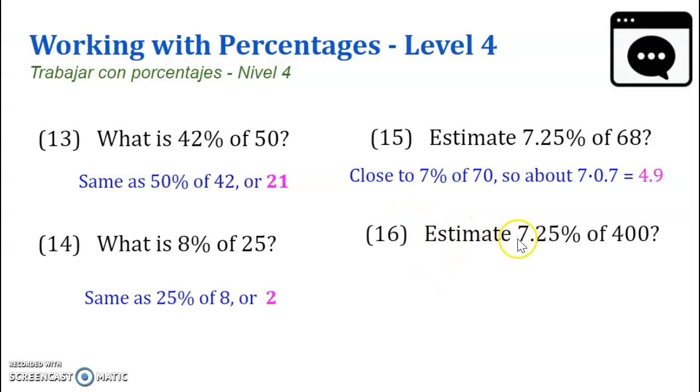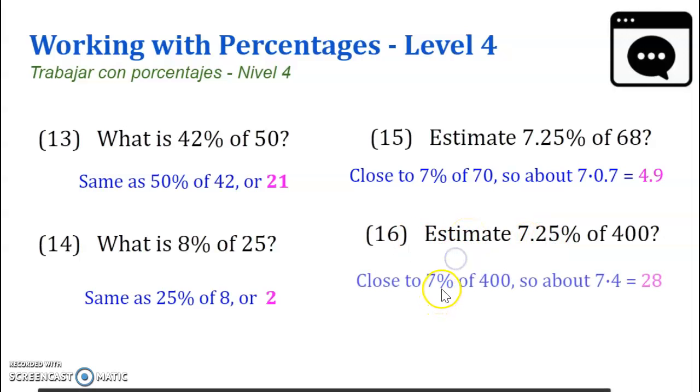What about estimating 7.25% of 400? Again, because we're talking about estimating, not exact, I can think of 7.25% as 7%, and for 7% of 400, you move the decimal place 2 to the left. So that's going to be 4. 4 times 7 is going to be 28.